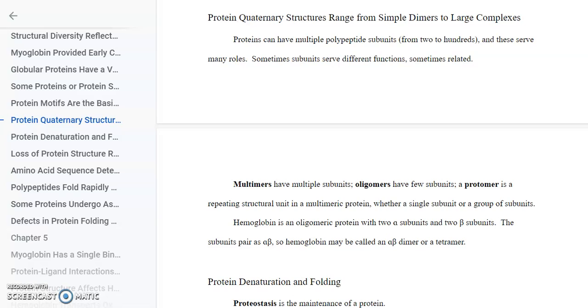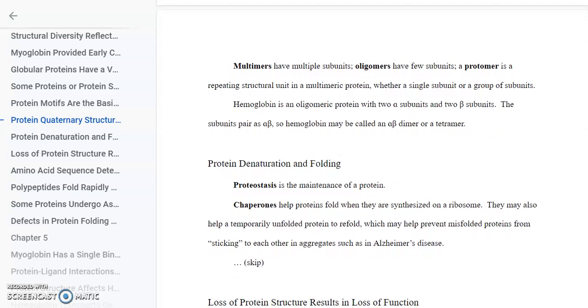Protein quaternary structure range from simple dimers to large complexes. Proteins can have multiple polypeptide subunits from 2 to hundreds, and these serve many roles. Sometimes subunits serve different functions, sometimes related. Multimers have multiple subunits, oligomers have few subunits. A protomer is a repeating structural unit in a multimeric protein, whether a single subunit or a group of subunits.